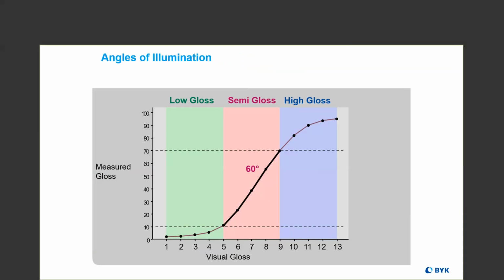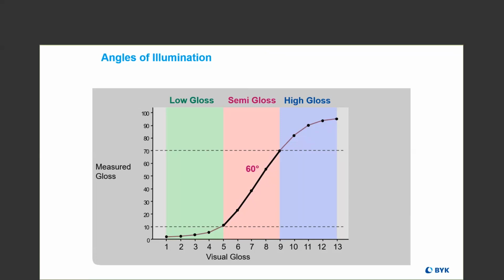So why do we need three different gloss angles? The purpose is to be able to measure the full range of gloss from very low gloss to very high gloss. And the reason we need three different angles for that is shown here in this graph. On the horizontal axis, these are 13 different gloss panels increasing in gloss from 1 to 13, 13 being the highest gloss, 1 being the lowest. And the steps between these panels are visually equal steps, meaning the visual difference in gloss between the 1 and the 2 panel is about the same as the visual difference in gloss between 2 and 3 and between 3 and 4 and so on.